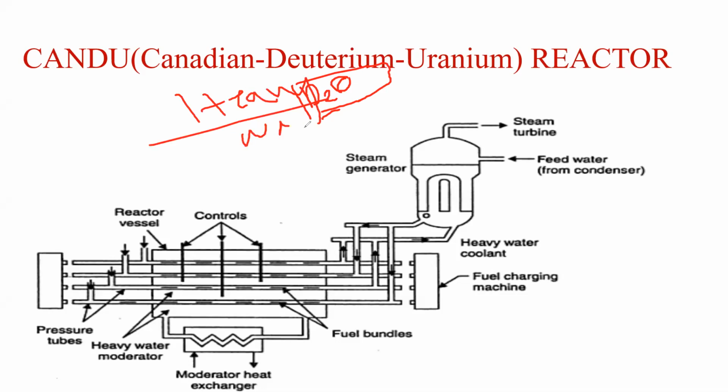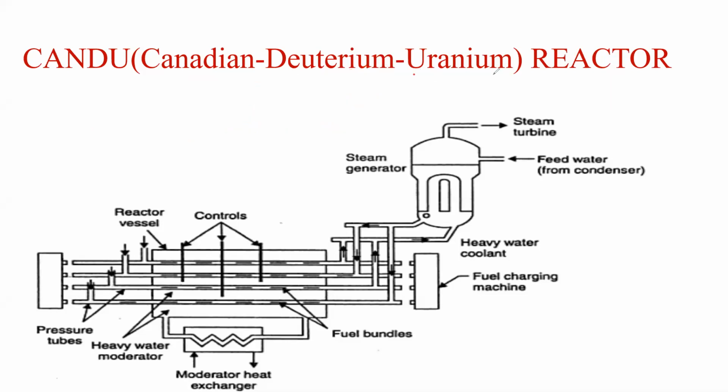There are two types of water. First is light water, the natural water, and second is heavy water. Heavy water means that in this water 99% deuterium is present. And the second thing is your fuel, that is uranium. Here we use natural uranium. In this way we name it the CANDU reactor, that is Canadian deuterium uranium reactor.